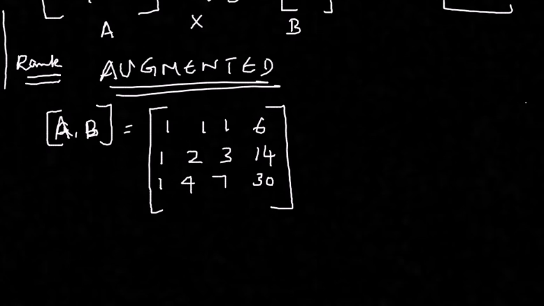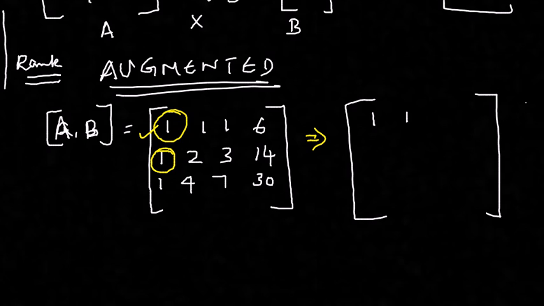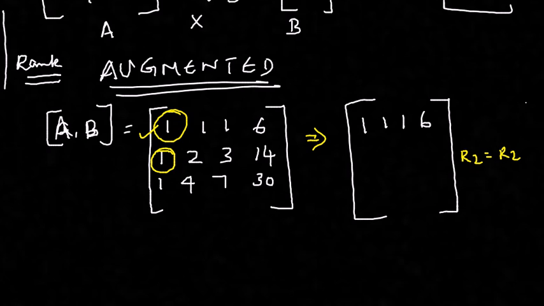Now, whenever we solve it in the rank method, we have to bring it to the echelon form. Whenever we bring it to the echelon form, we ensure that the first row, first column element is 1. Here it's already 1, so we can proceed to the next step, that is to make the second row, first column element a 0. What should I do to make this a 0? I'll write the first row as it is, 1, 1, 1, 6. The next row, I'm going to say R2 is equal to R2 minus R1.